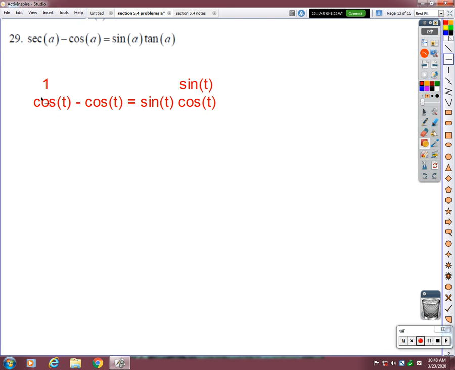Okay, so let's make sure we know which ones of these are fractions. 1 over cosine is a fraction because that came from secant. Cosine is fine just like that. Sine is fine just like that. And then tangent is sine over cosine, so that's a fraction also. Okay, so what should we do now?